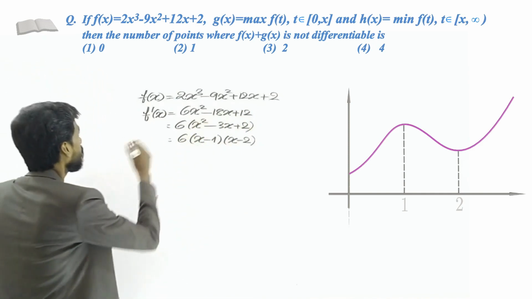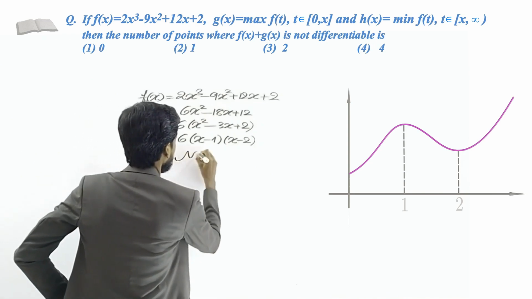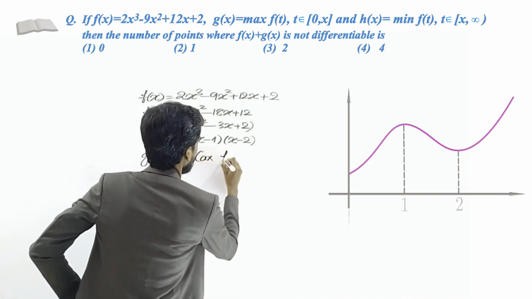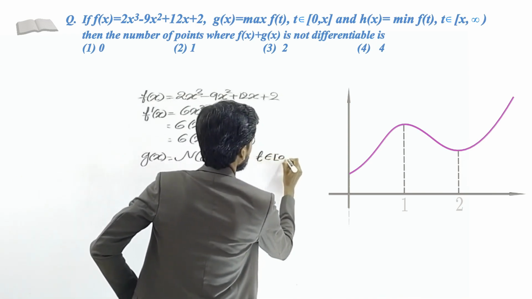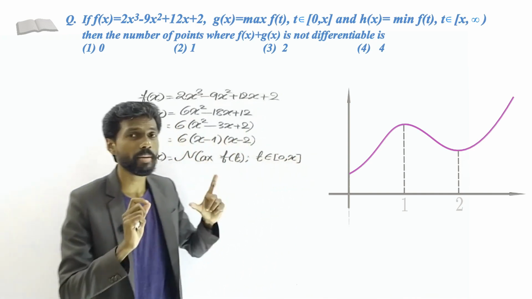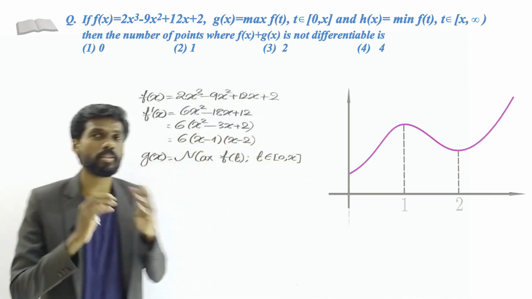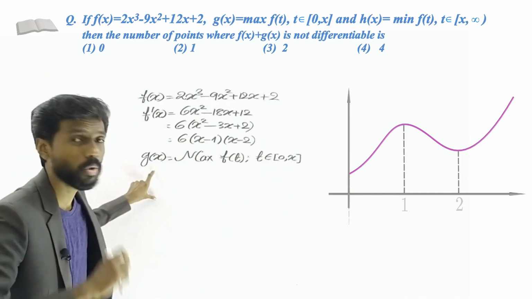Now we have to draw the function g of x. So what is g of x? g of x is the maximum value of f of t where t belongs to the interval 0 to x. So between 0 and x, x is a variable, and between 0 and x you find the values of f of x. Among that, the maximum value is taken as the value of g of x.